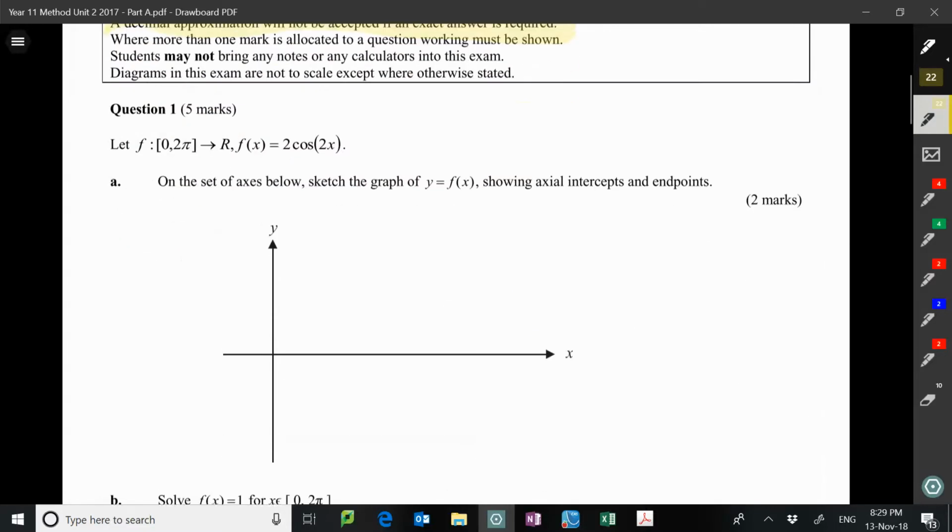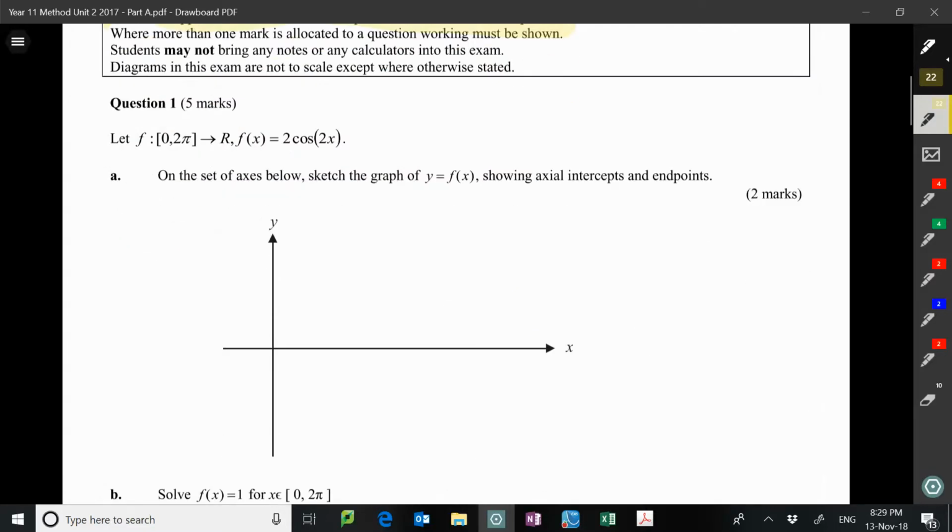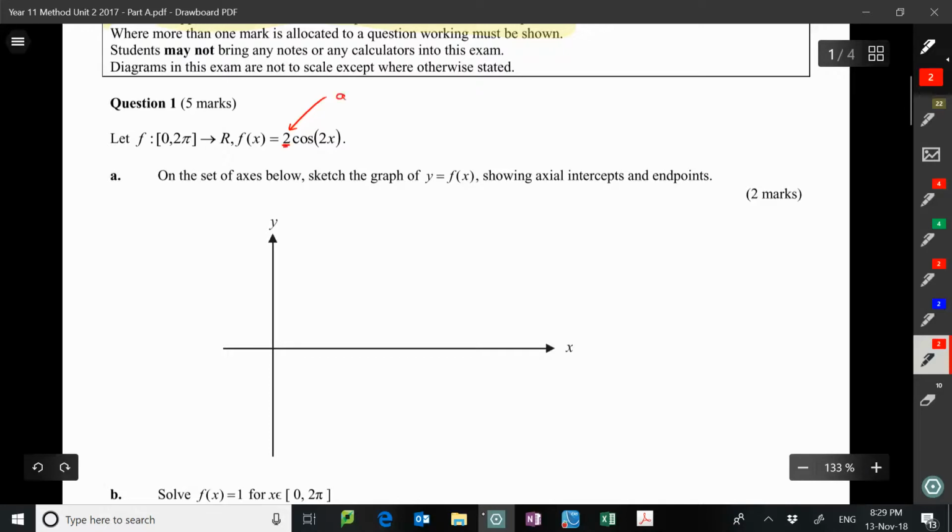Now, let's read the first question. Question 1, 5 marks. Here we go. We've got a function f, from 0 to 2 pi, so that's the domain. And it is a cos of 2x with an amplitude of 2. I'm just going to write here. Remember, the number multiplied to cos or sine, not tan, only for sine and cosine, that number at the front tells you the amplitude.